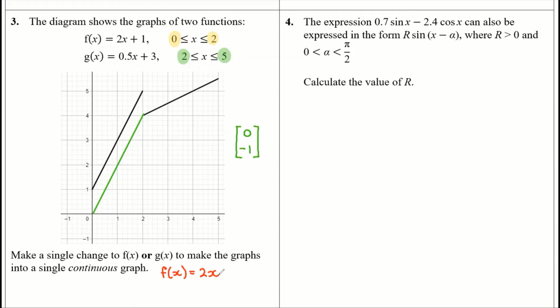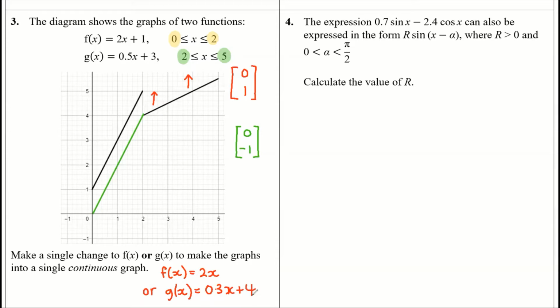You could do it the opposite way. You could take g of x and add 1 in the y direction by using this vector on g. So this is another possibility, and there'll be other possibilities as well, but you could add 1 to g if you wanted. So 0.3x plus 4. They're just 2 suggestions there that might work.